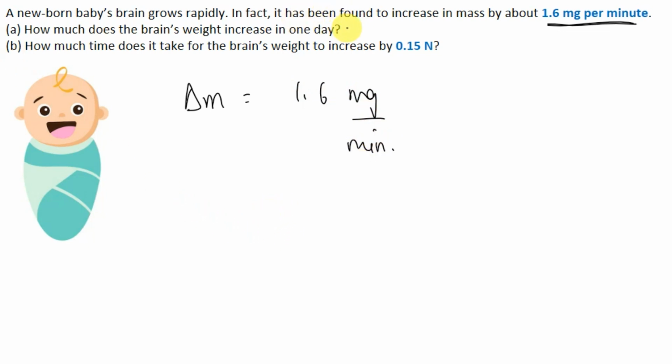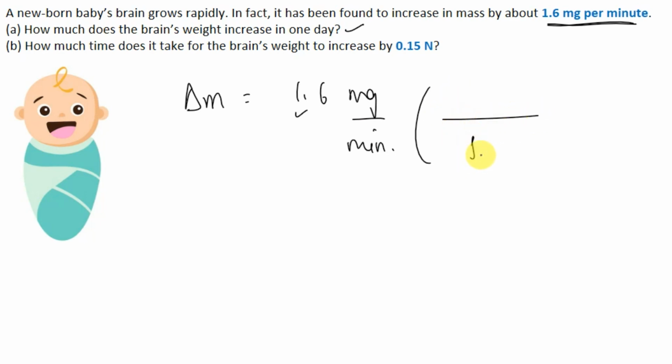In part A, we need to find how much the brain weight increases in 1 day. So in 1 day, how much the weight is increased. First we'll see how much mass is increased in 1 day. So in 1 minute it increases by this, and for 1 day we just have to convert the unit.